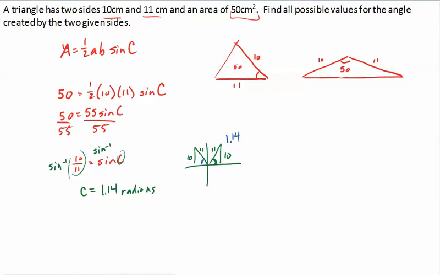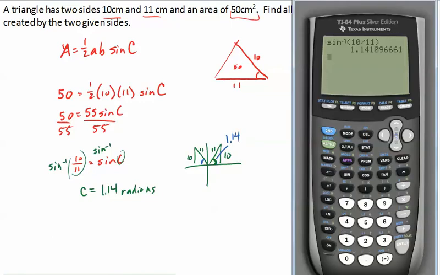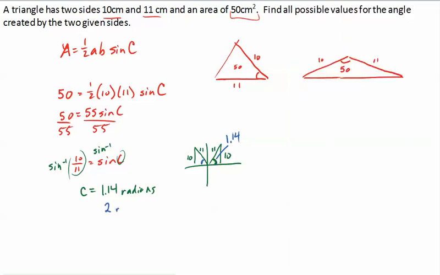And so on the other side, it'll be 1.14 here, which means it's going to be pi minus 1.14. Now, I can do this on my calculator, and since I can, I'm just going to do pi minus, and then we're going to do a second negative, because that will give me the previous answer. And so I get an answer of 2, close enough, so 2 radians. And so those are the two possible answers for the triangles that will give me an area of 50 centimeters.